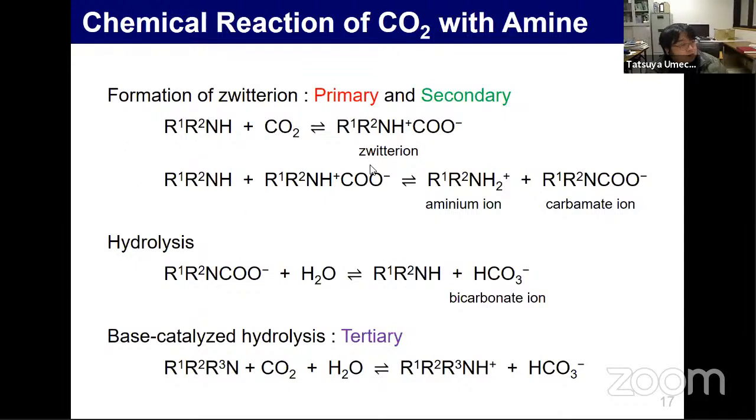This reaction, the efficiency of this reaction is 2:1, amine to carbon dioxide, as shown in the reaction mechanism. This, so.